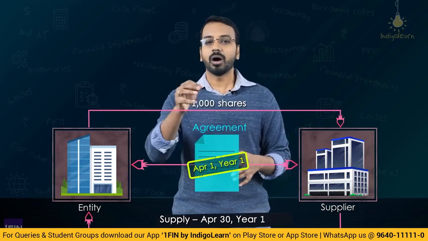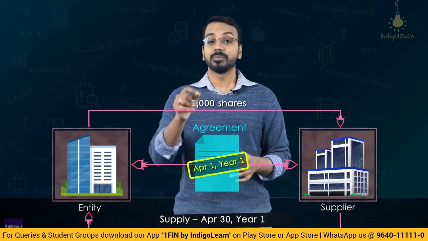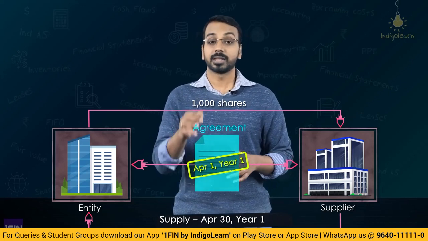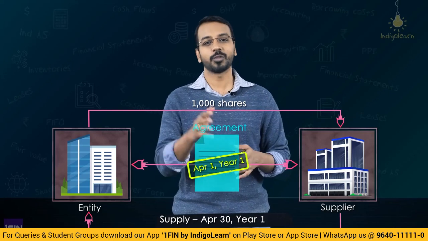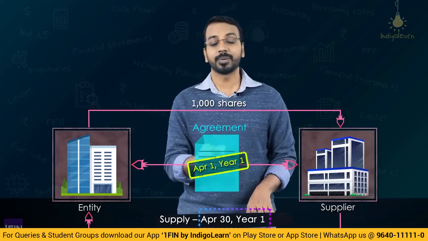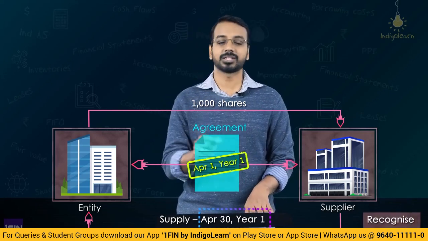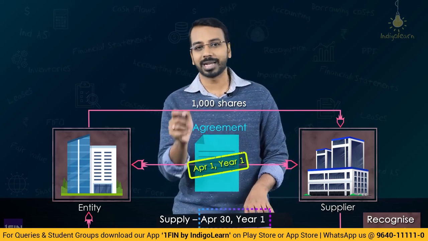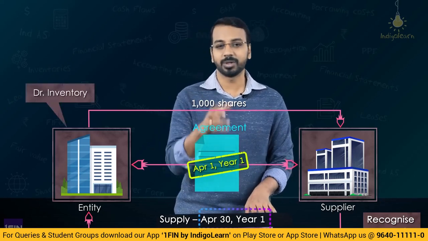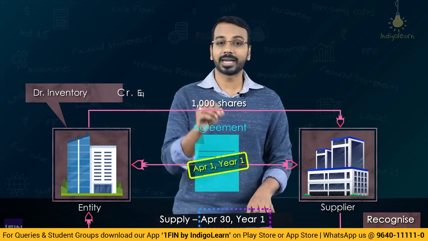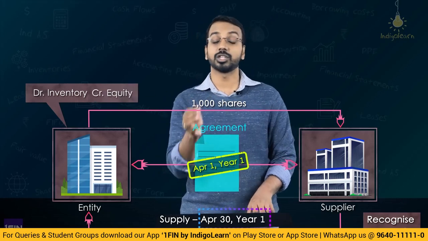Now, tell me, on which date will we do the accounting? Because here is a transaction. Because the goods have been received on 30th of April, on 30th of April we will recognize the transaction, we will record the transaction. What will be the transaction? You will debit inventory because you have acquired inventory, and you will credit the equity because you are issuing shares.